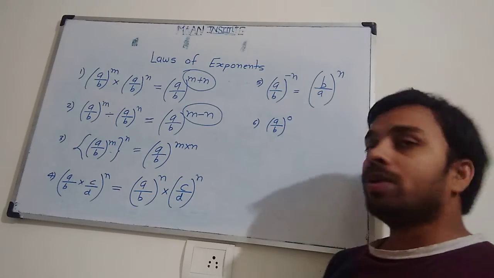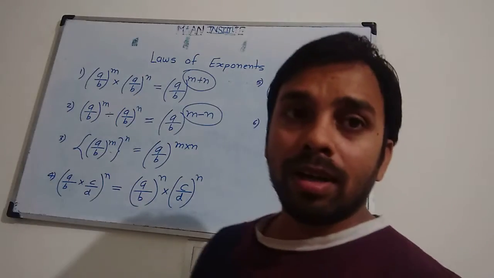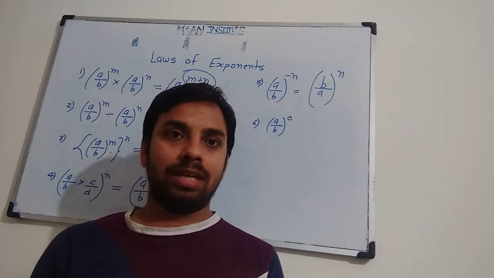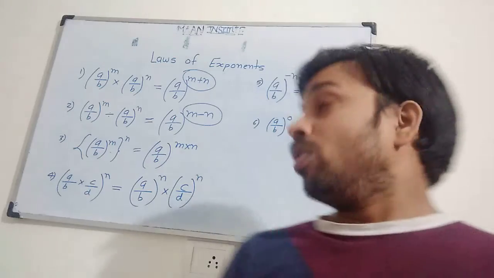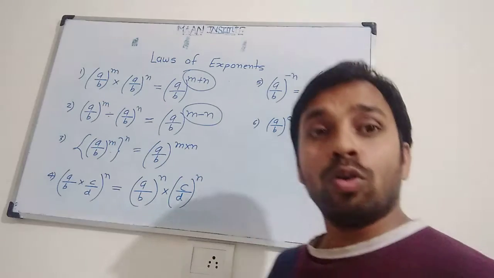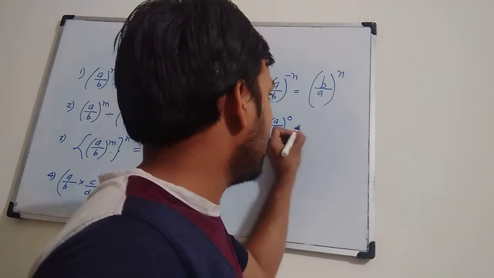Okay. Now time for the sixth one. (a/b) to the power 0. Remember, the power 0 to any base, that is, exponent 0 to any base, gives the answer simply 1. Just write down the 1. Nothing to think.